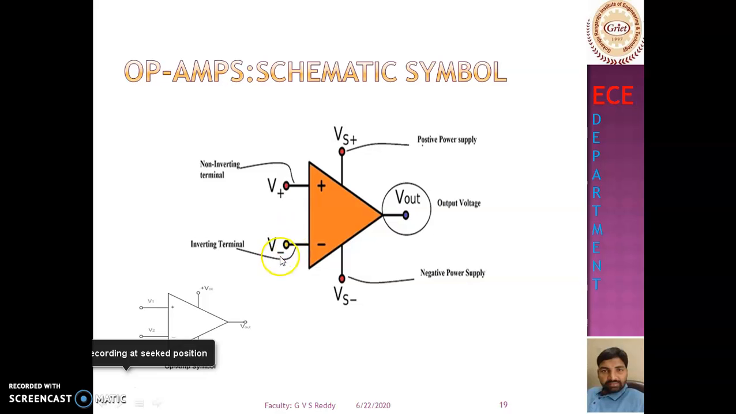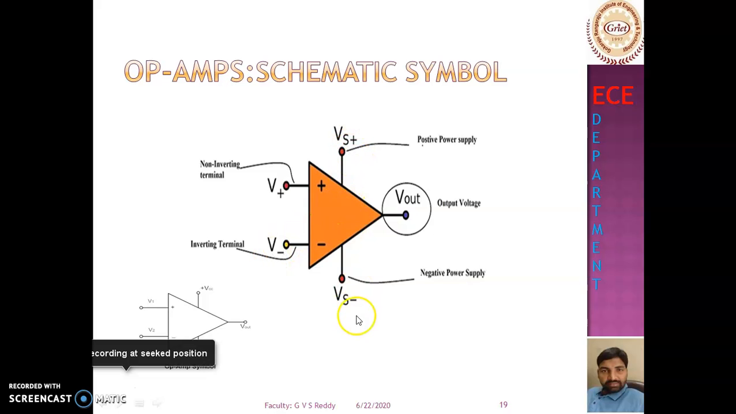And this is another input terminal. This is represented with the minus symbol. This terminal is simply known as the inverting terminal. So one input terminal is the non-inverting terminal, and the other input terminal is the inverting terminal.